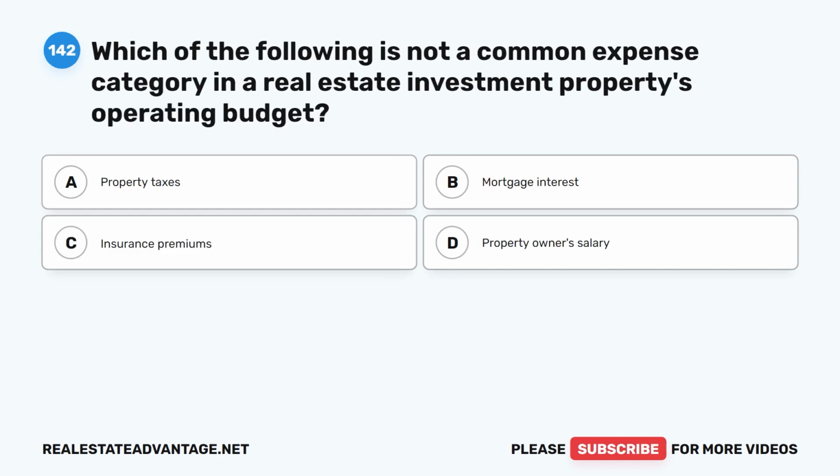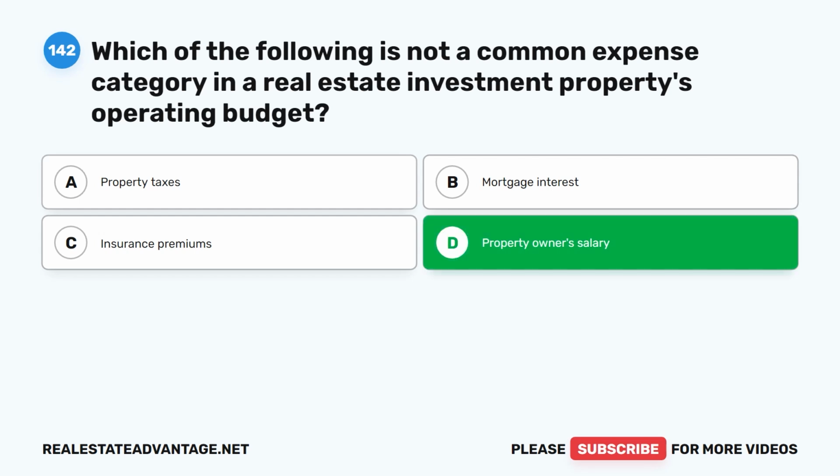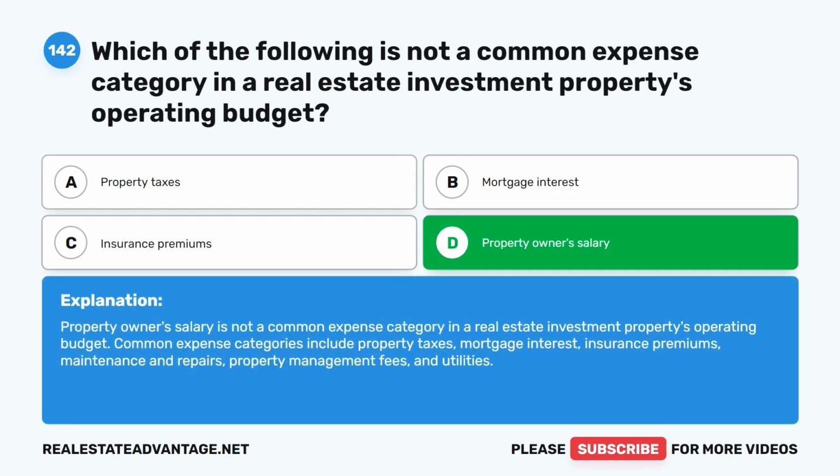Question 142. Which of the following is not a common expense category in a real estate investment property's operating budget? A. Property taxes. B. Mortgage interest. C. Insurance premiums. D. Property owner's salary. The correct answer is D. Property owner's salary. Property owner's salary is not a common expense category in a real estate investment property's operating budget. Common expense categories include property taxes, mortgage interest, insurance premiums, maintenance and repairs, property management fees, and utilities.